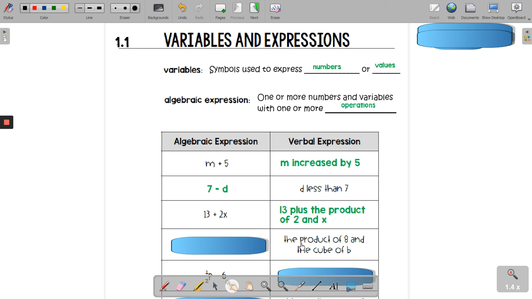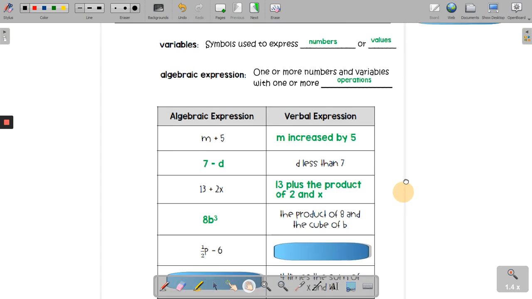The next one, the product of 8 and the cube of b. Product means multiplication, and cubed is raised to a power of 3. So we're going to have 8b to the third, so 8 times b to the third. Let's look at a couple more.